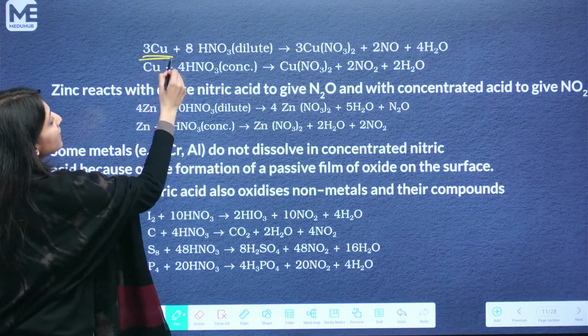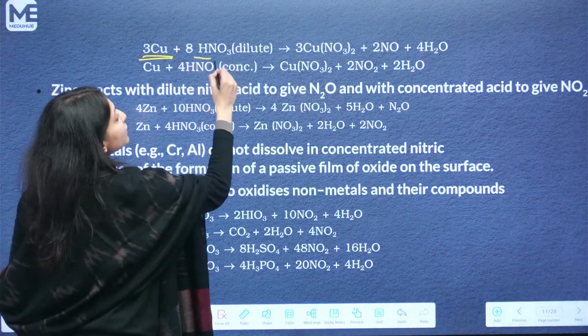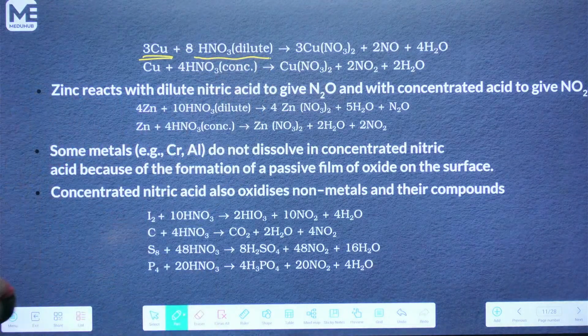अगर हम copper की बात करें with dilute HNO3, these reactions are very important. So copper with dilute HNO3 gives us copper nitrate and NO.